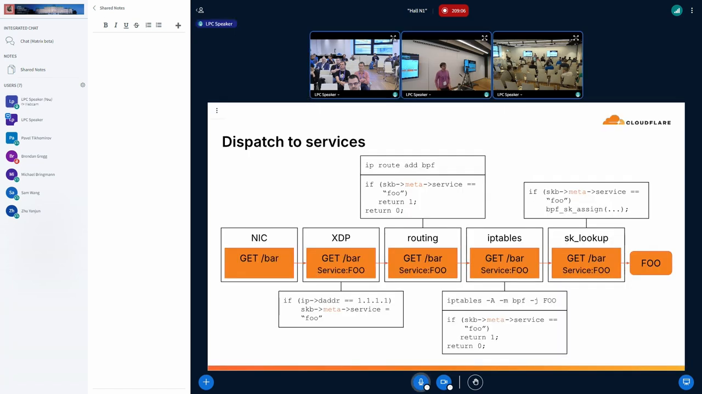If we have this magical metadata, we can imagine doing this in one place, super early on. We have taken some creative liberties, and imagine we have this meta struct in SKB where we can just set arbitrary values. In XDP, we can map this packet to a service early on, decide if this packet is for my service pool. And every other layer of the network stack can just look at that metadata and do the right thing. That's really nice because it means you can control this in one place. And so if you want to dynamically update it, change it, or manage it, then you only have one thing to update.